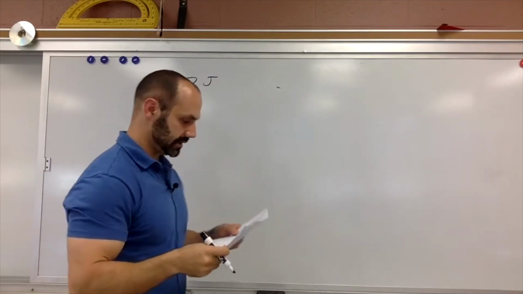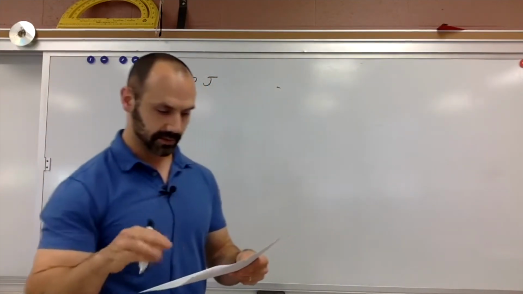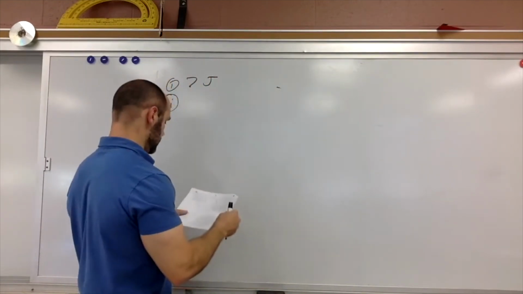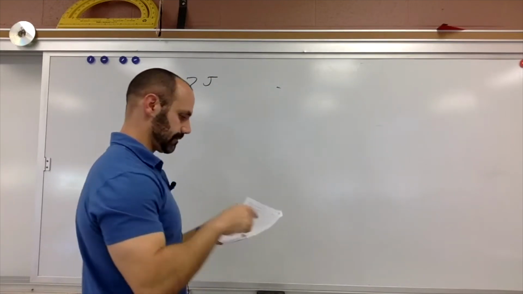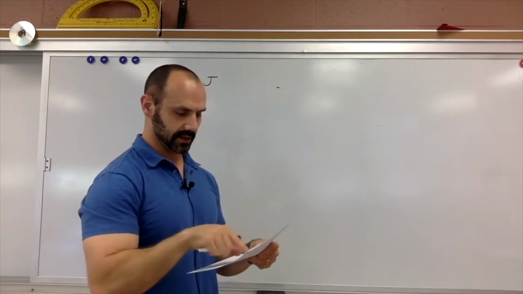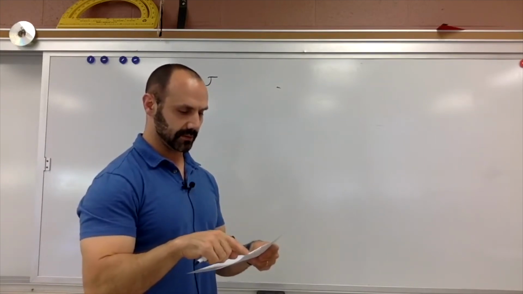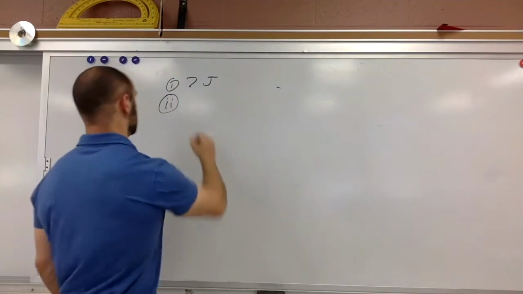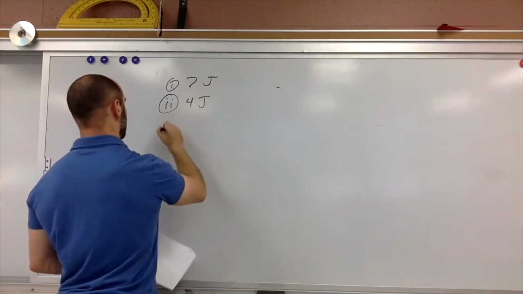For 2, it says find the kinetic energy of the body at 7 meters. So you look at 7 meters, it's at 3. At 7 meters, you can see it's got 3 joules of potential energy. That means it's got to have 4 joules of kinetic energy.